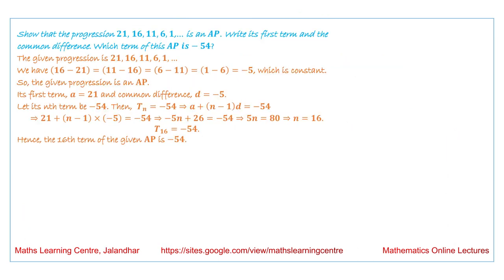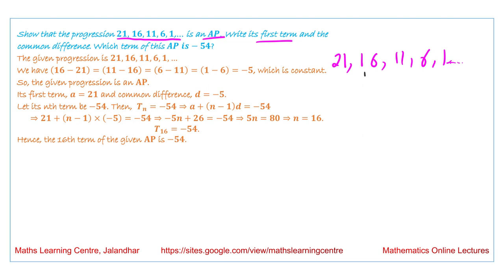Next, show that this progression is an AP. Write its first term and the common difference. The AP given to us, the sequence given to us, is 21, 16, 11, 6 and 1 and so on.